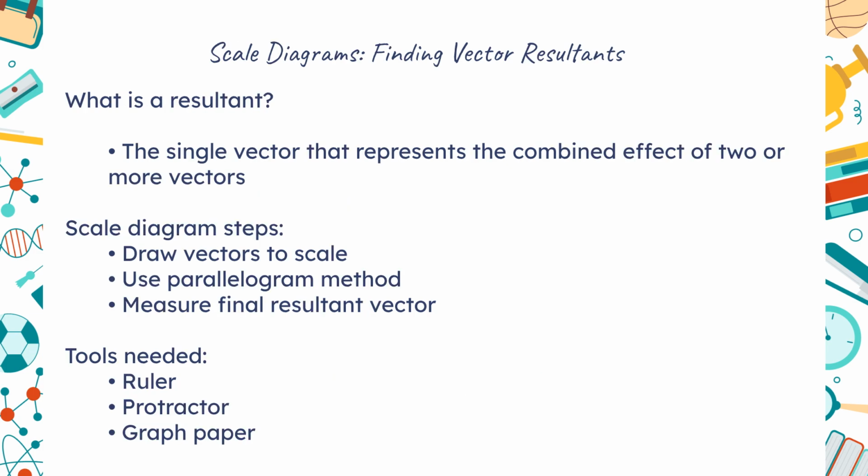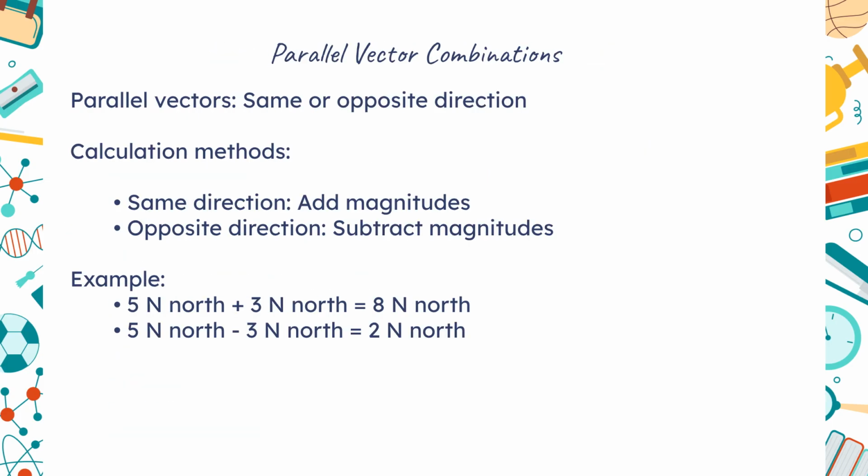A resultant is the single vector that represents the combined effect of two or more vectors. You can find resultants using scale diagrams by drawing vectors to scale, using the parallelogram method, and measuring the final resultant vector. For parallel vectors, which are in the same or opposite direction, you add magnitudes if they are in the same direction. You subtract magnitudes if they are in opposite directions.